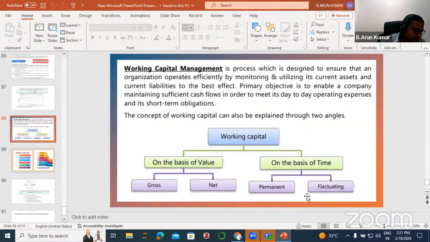So you study what Walter's model and Gordon's model are, what the assumptions are, and also the formulas for how to calculate the market price of the share. That formula you must also learn for the examination point of view.